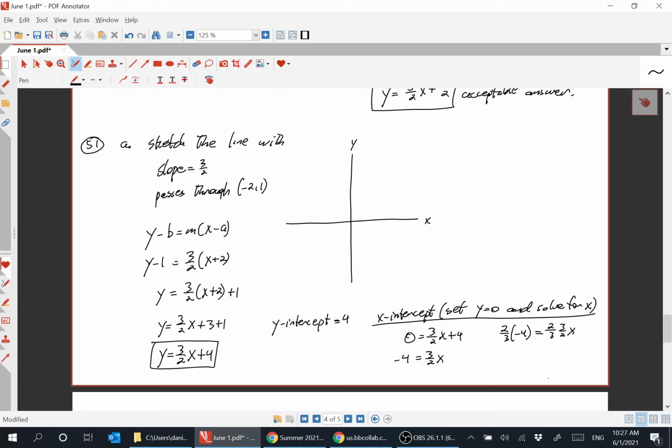Multiply both sides by 2/3 to isolate the x, because the 2/3 and the 3/2 cancel each other out. So this is -8/3 is equal to x. So the y-intercept is 4, and the x-intercept is -8/3, so something slightly less than 3. So right about there. So there it is.